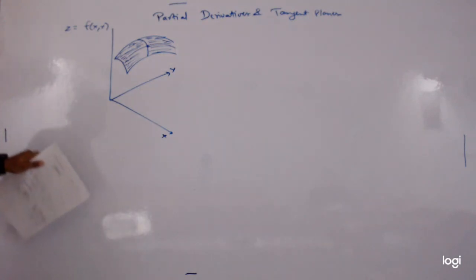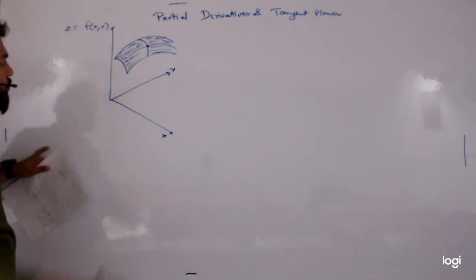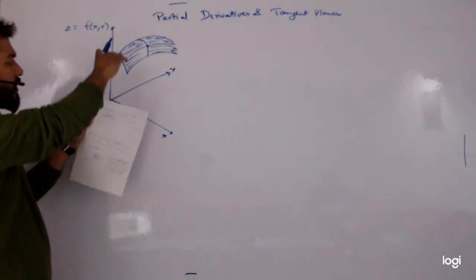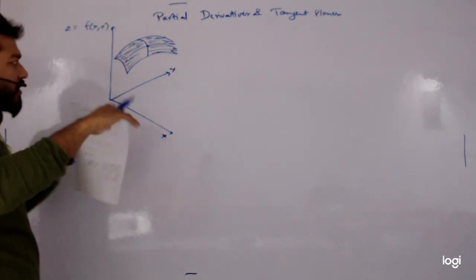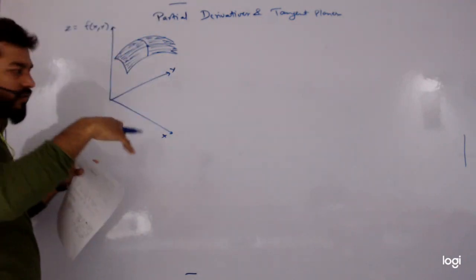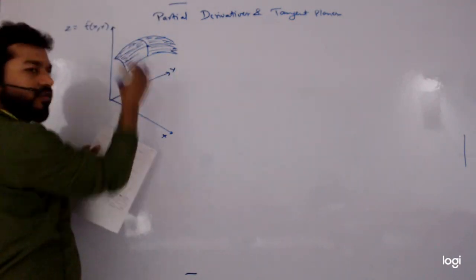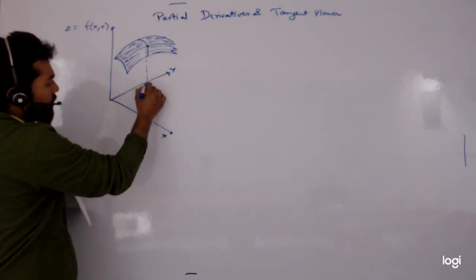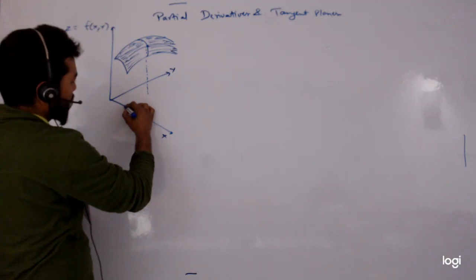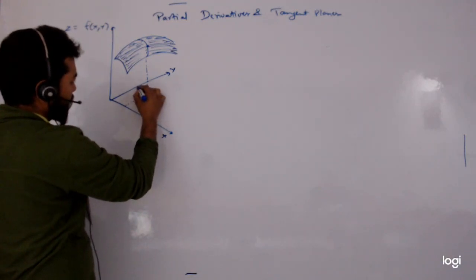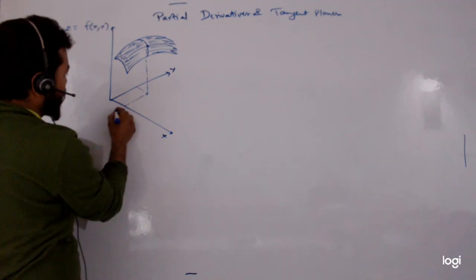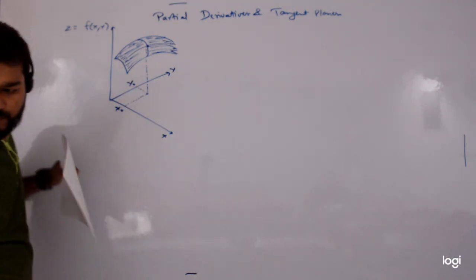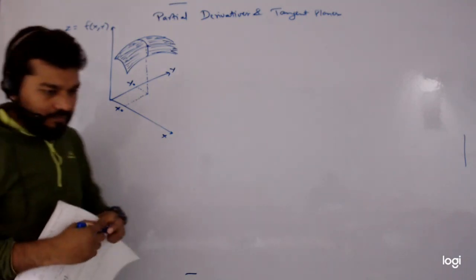So again we have a function in 3D. What I've attempted to do here is this is sort of an umbrella, okay, but not entirely round. It's curvy from both sides. This is point x naught and point y naught. All right.